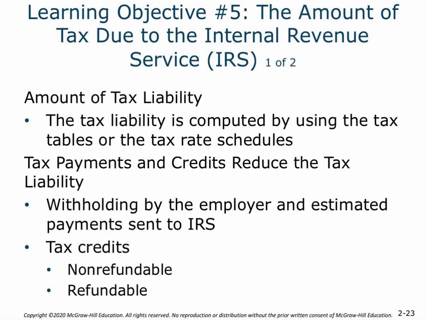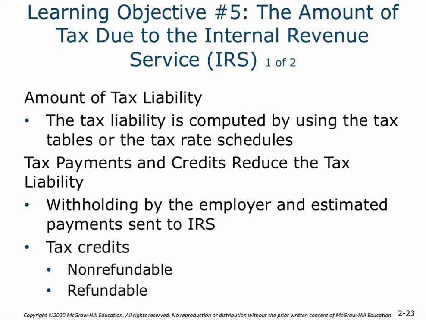Learning objective 5, the amount of the tax due to the Internal Revenue Service. The amount of tax liability is computed using the tax tables or the tax rate schedule. And the tax payments and credits are going to reduce that tax liability. This is typically paid by withholding from the employer for the benefit of the employee. If there is not, for example, if it's going to be capital gains through a purchase and sale of stock or something along those lines, the individual is required to pay an estimated tax payment using a voucher to the IRS.